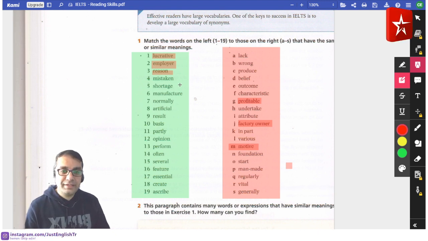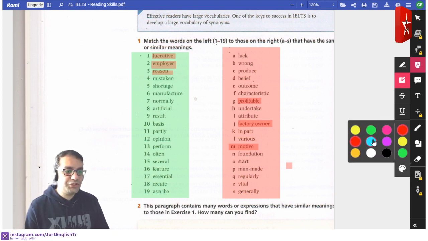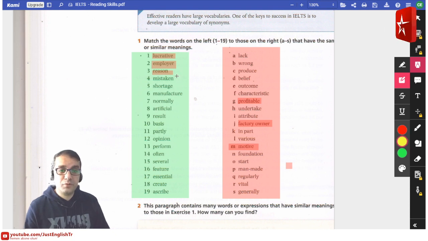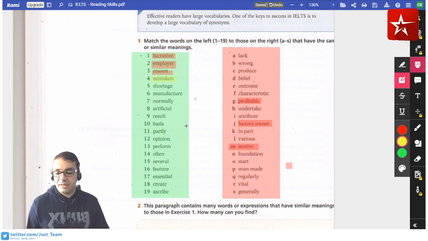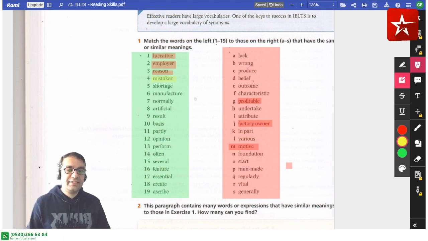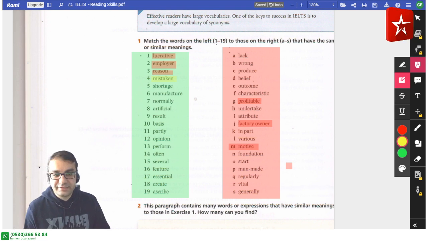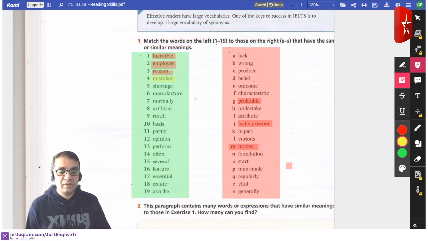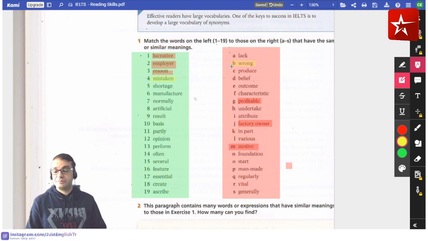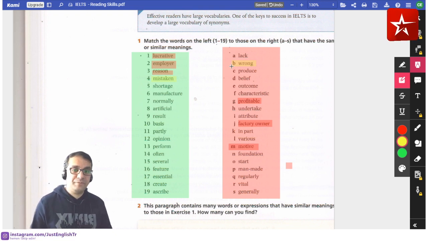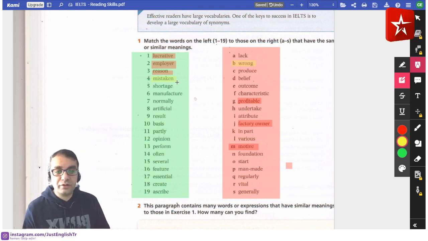Okay? Now, I will change the colors now to yellow, so it looks nicer here. Mistaken. Now, mistaken for, who said B? Dylan said B? Okay, what else? And actually, Dylan is correct. Mistaken is B. Yes. Now, let's go for shortage.